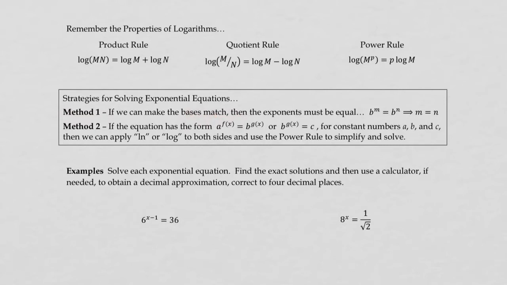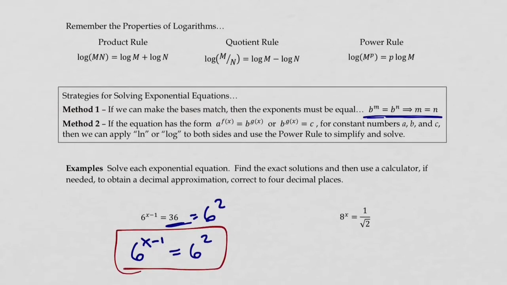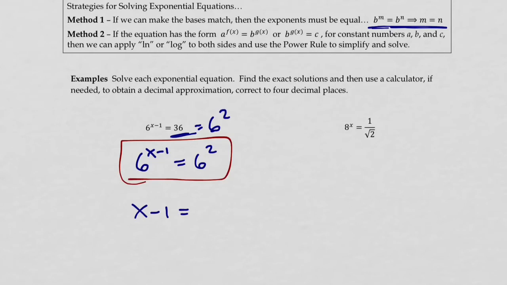So in this first example, notice that 36 is equal to 6 squared. So we can rewrite the equation as 6 to the x minus 1 equals 6 to the second power. And then, because exponential functions are one-to-one and have inverses, we can simply set the two exponents equal to each other. And that's the heart of method 1. If we can rewrite an exponential equation so that the bases match, we can come up with an equivalent equation by setting the exponents equal to each other.